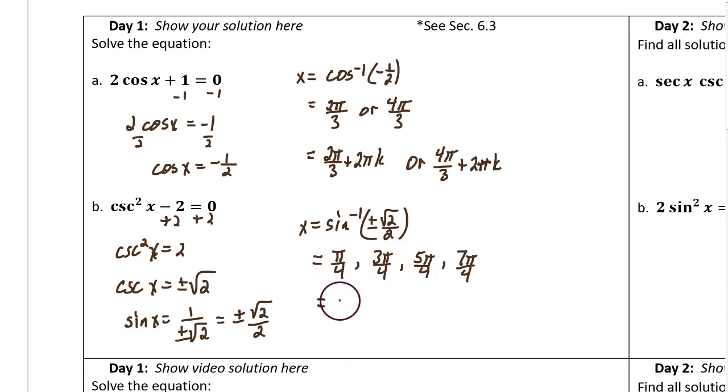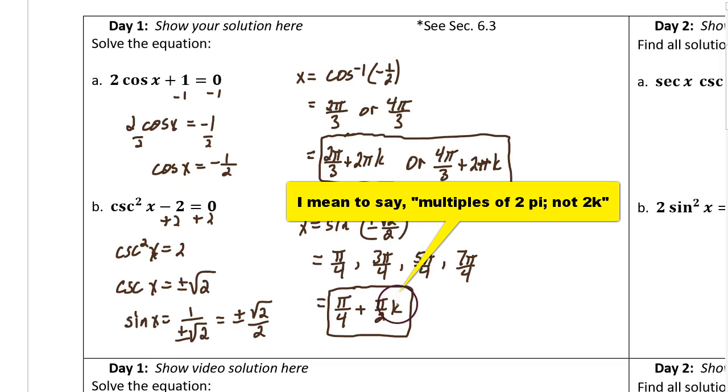Here's how I'm going to write that. The answer for x is pi over 4 plus pi over 2 times k, where k is representing any positive or negative integer. This single expression will account for all 4 of these angles plus all of those angles plus or minus multiples of 2 pi. Think it through.